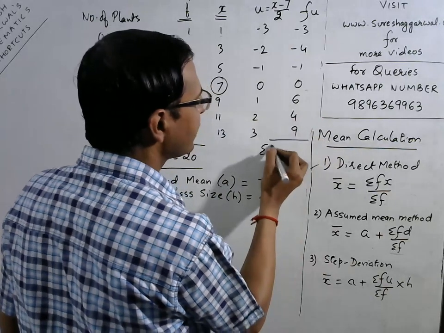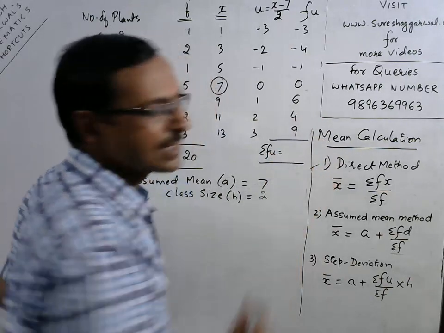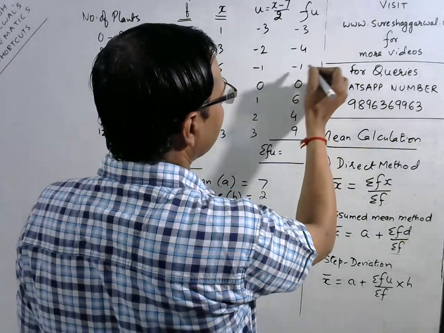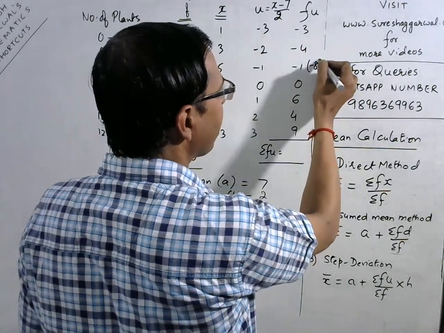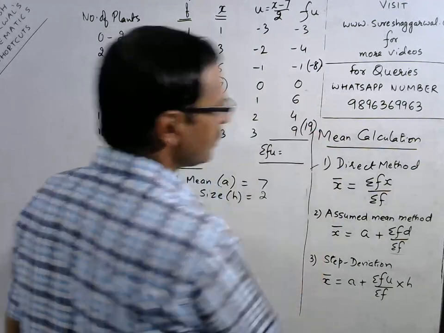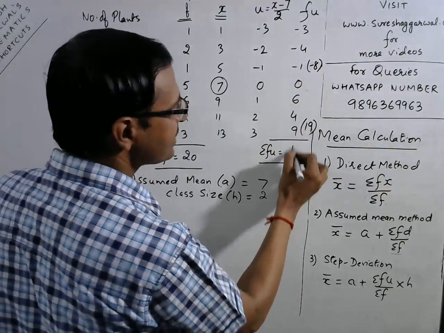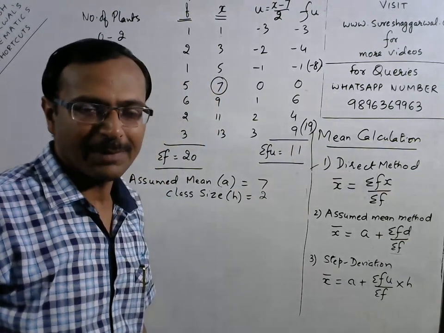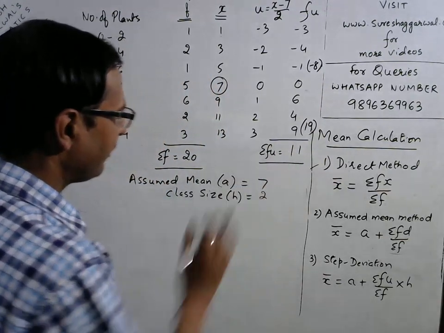And now you have to calculate the sum of all these values, sigma fu. Very easy. 3 plus 4, 7, and 1, 8. So minus 8. And 6 plus 4, 10, 19. So 19 minus 8, it is 11. So sigma fu is 11.